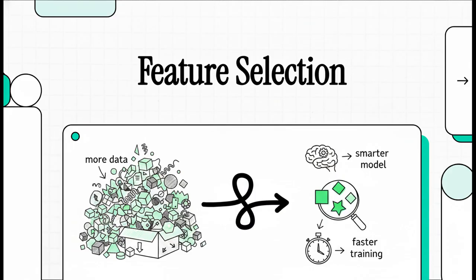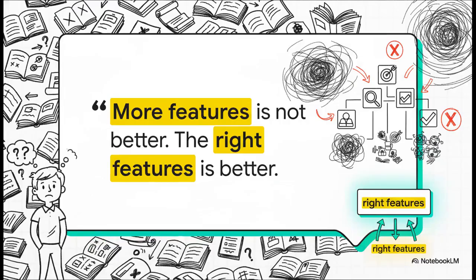We are making a critical shift from just wanting more data to wanting the right data. And our ultimate tool for this? Feature selection. Okay, let's dive right into this. Look at this quote because it absolutely shatters a massive misconception. More features is not better. The right features is better.